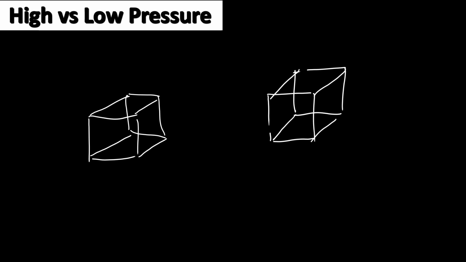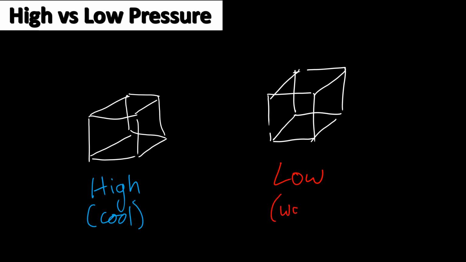Okay, so I'm going to label this as my high pressure. You know what? Actually, I'm going to change the colors here. So this is my low pressure, and this is going to be my high pressure. Okay, and I'm using these colors specifically because high pressure is cool air and low pressure is warm air.